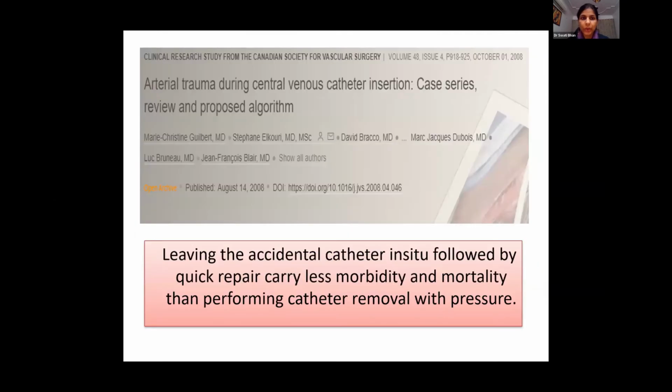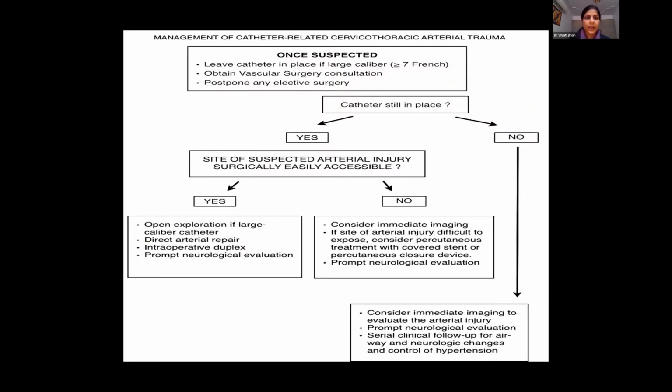So what should we do? It is recommended that leaving the accidental catheter in situ followed by a quick repair carries less morbidity and mortality than performing a catheter removal with pressure. So keeping the catheter in situ will be more helpful in reducing morbidity and mortality. So what do we do in case of an inadvertent arterial drug injection? You should leave the catheter in place.